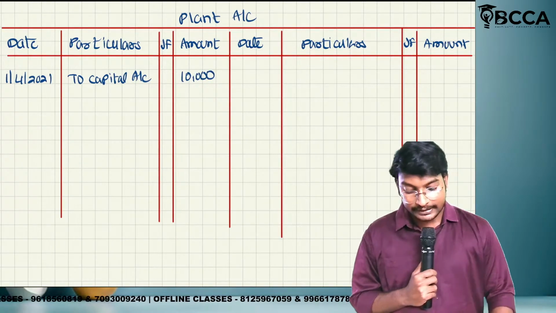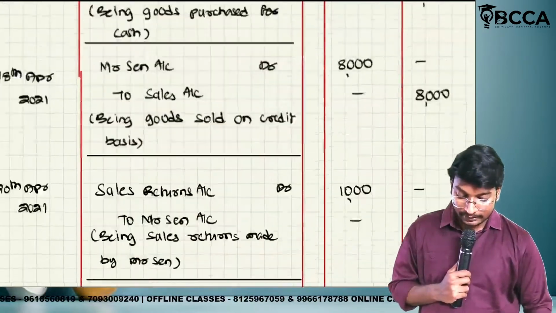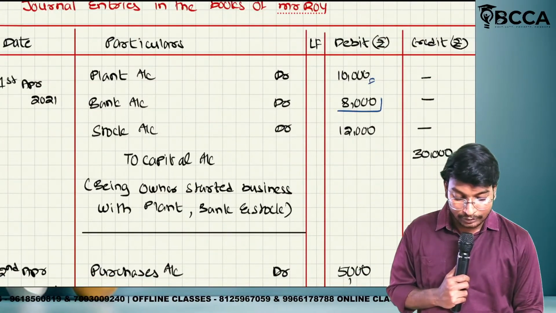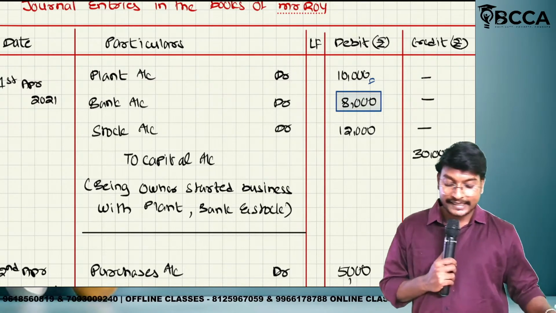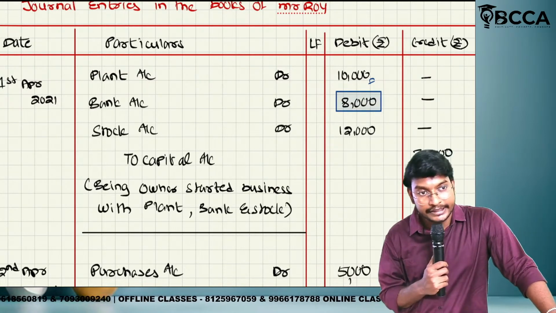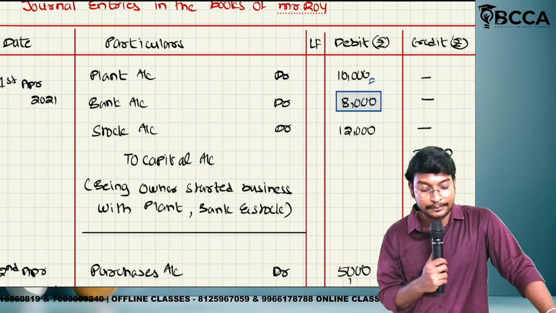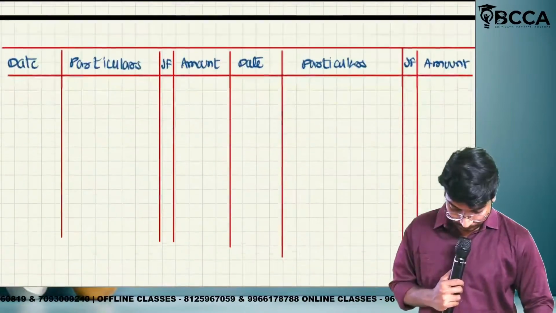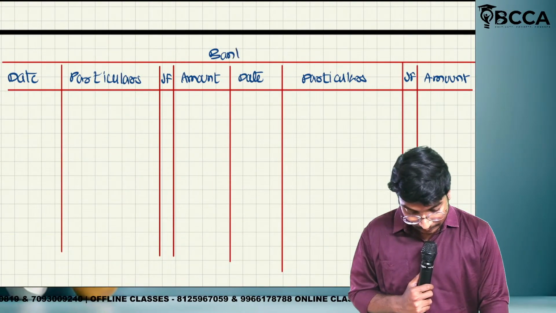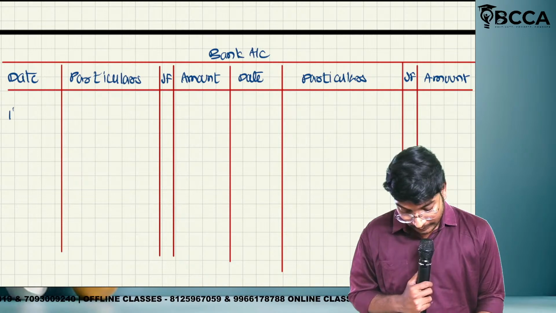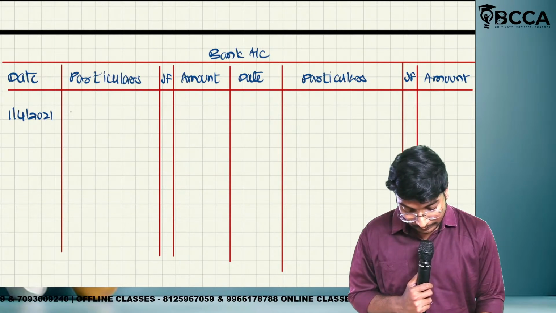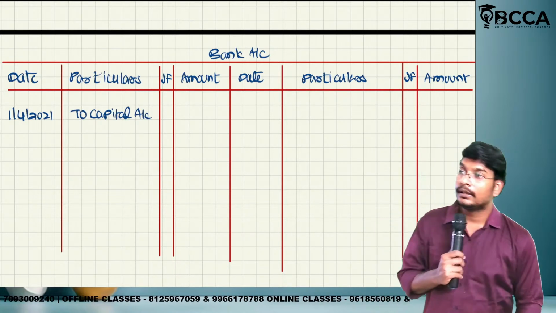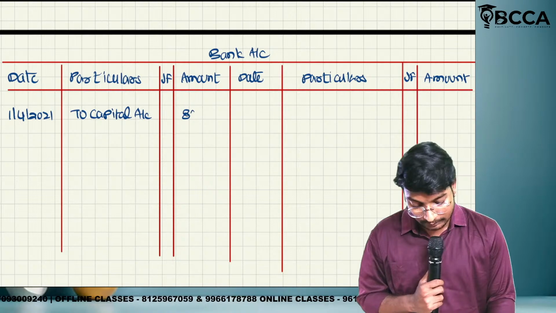What is the next account? After the plant, the owner has brought the bank. What is the amount of the bank? 8,000. In the bank account also, do we debit or credit? We debit. So we will record to capital. In the amount column, 8,000. So bank account, 1st April 2021, to capital. We need to record 30,000 or 8,000? 8,000.